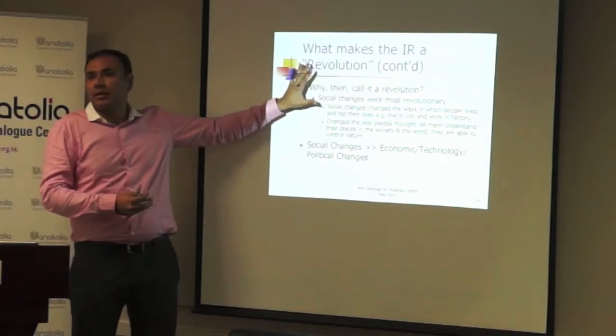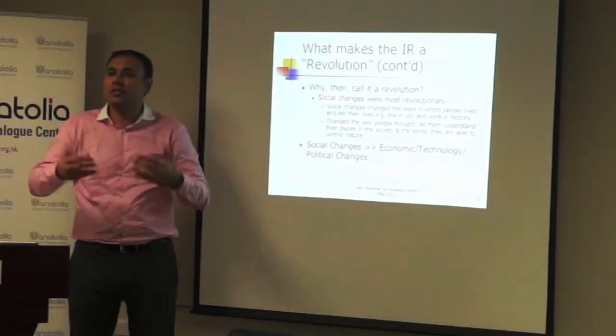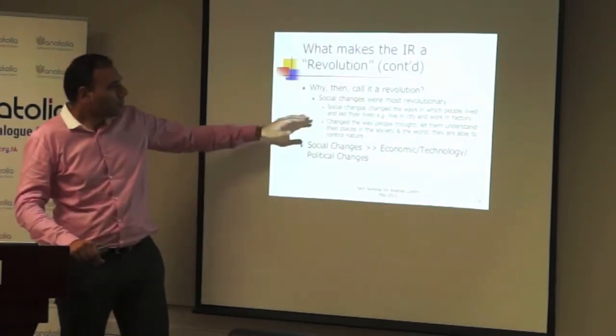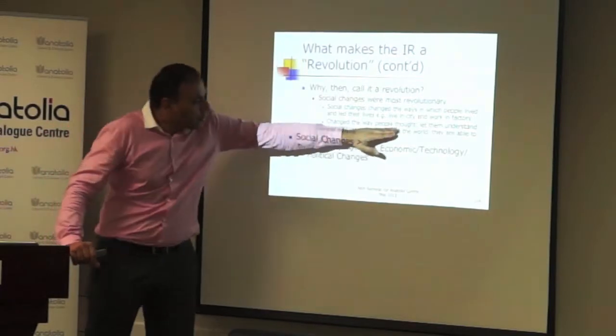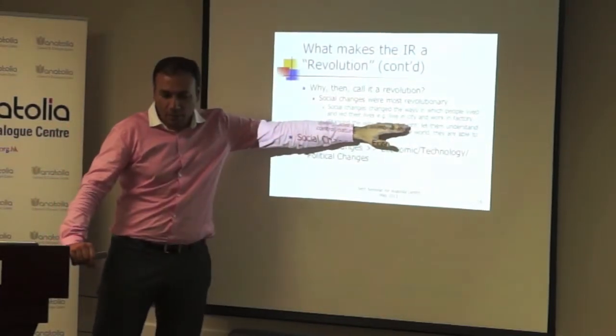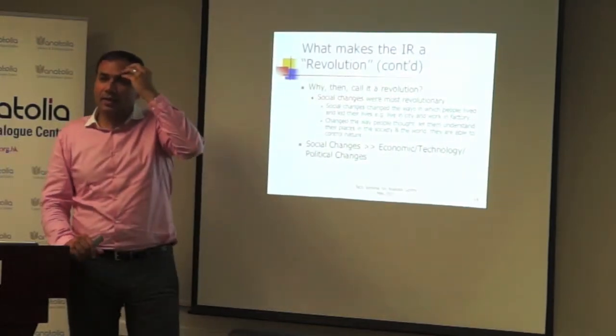And that's why I talk about the Industrial Revolution. This was a shift. It was a social change that occurred during the 1750 to 1850 period. Social changes changed the way people lived and led their lives. They changed the way people thought. And this is, I think, the most important change of the Industrial Revolution. Changing the way people think is really a big change.